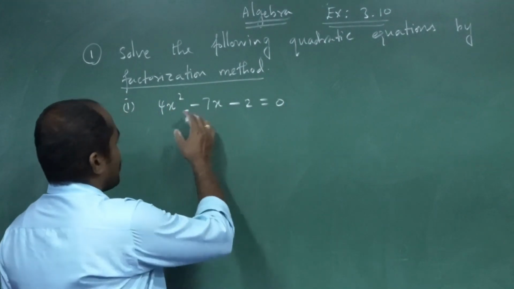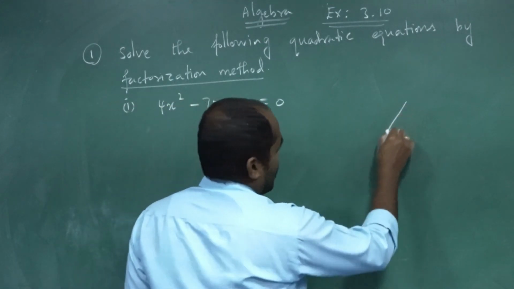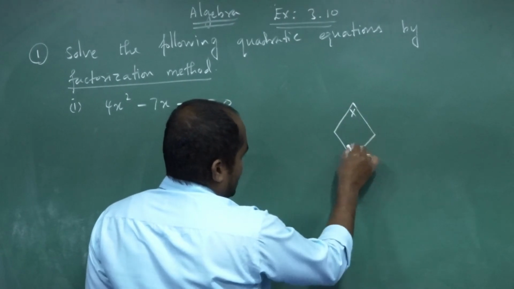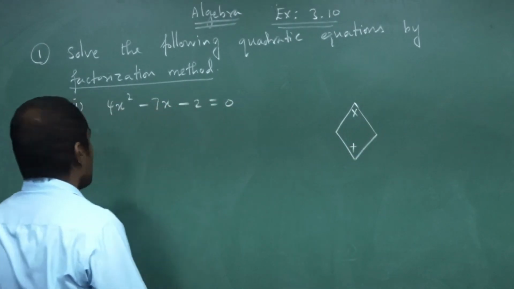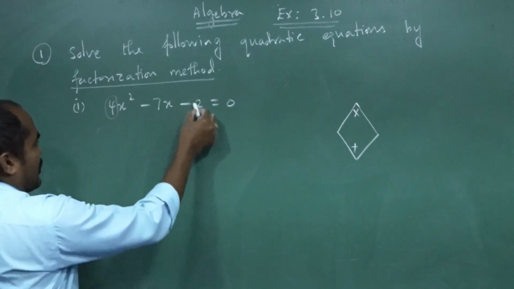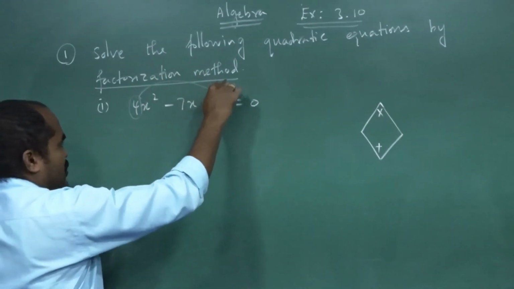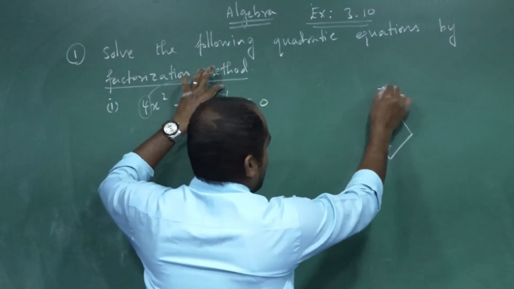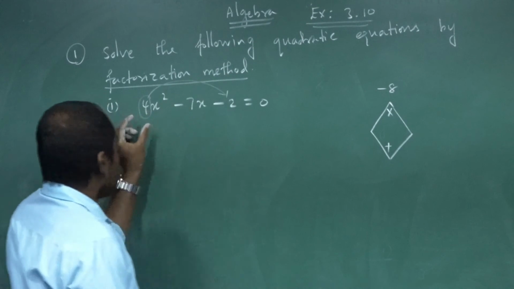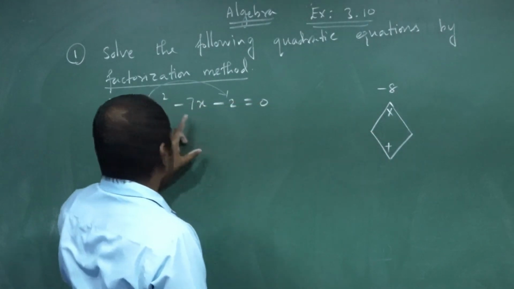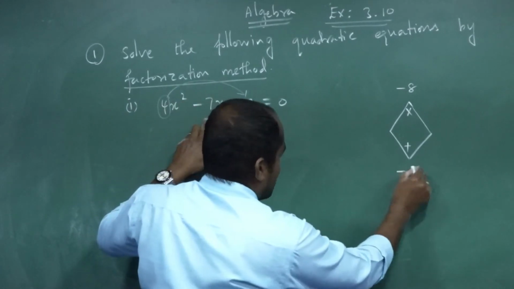So how to do factorization method? Draw one diamond shape here. So here multiplication sign, here plus sign. We want to multiply the coefficient of x square and the constant term. So 4 into minus 2. 4 into minus 2 is minus 8. So write here minus 8. And the sum is minus 7.